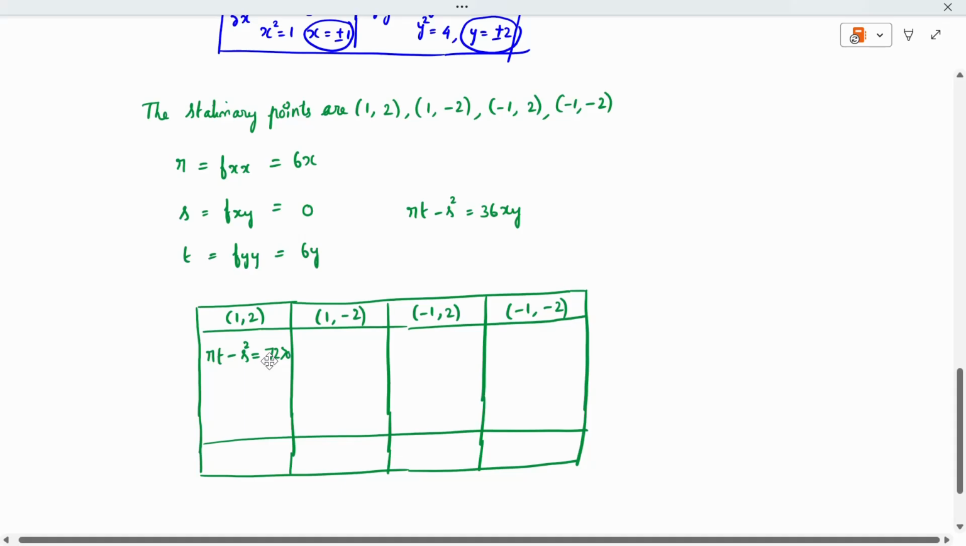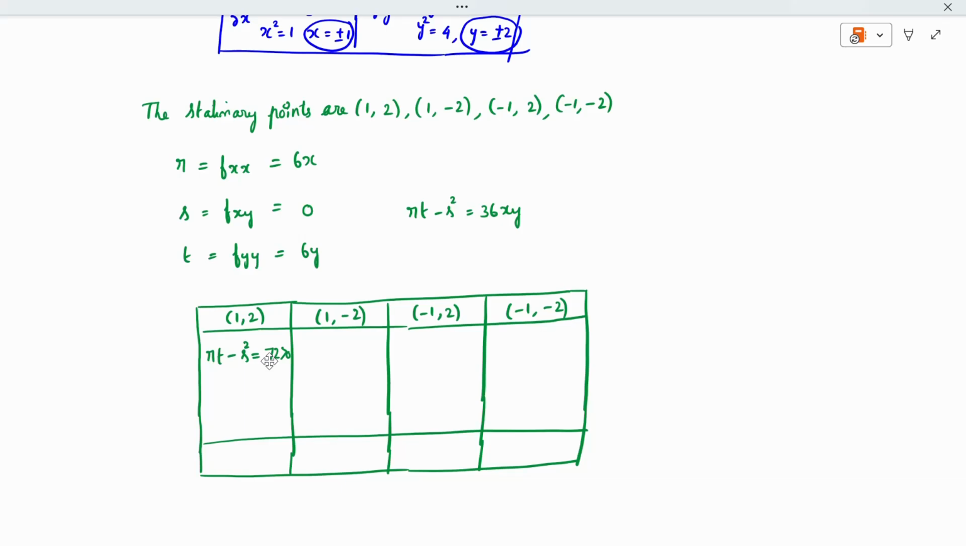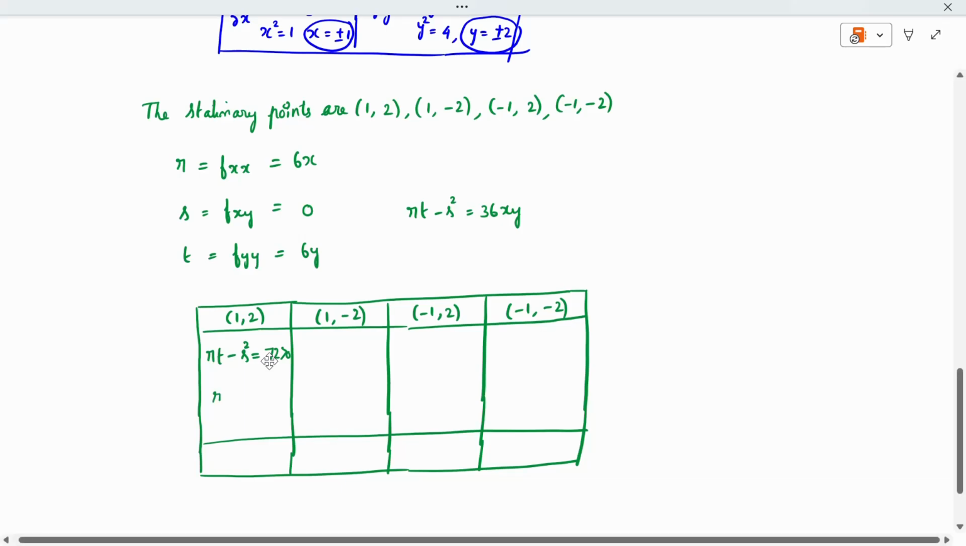Okay, so same way here, when it's greater, r also has to be checked. R is nothing but 6x, so 6 into 1. So it's 6, so it is also greater than 0.